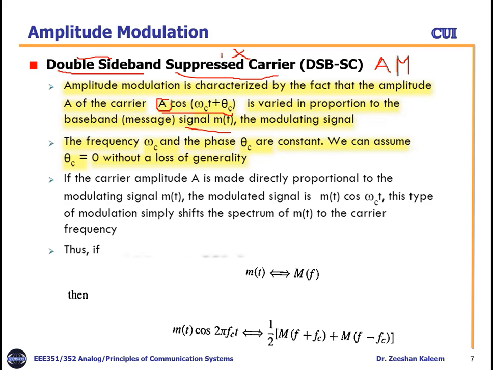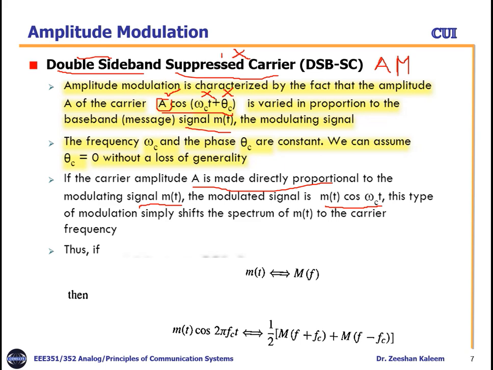The frequency omega_c and the phase theta_c are constant. It means that whenever you modulate the signal using the message signal, only the carrier amplitude will change, and the rest of the things, like the frequency part and the phase part, will not change. They will remain constant. If the carrier amplitude is made directly proportional to the modulating signal, the modulated signal is m(t) cos(omega_c t). This type of modulation simply shifts the spectrum to the carrier frequency.